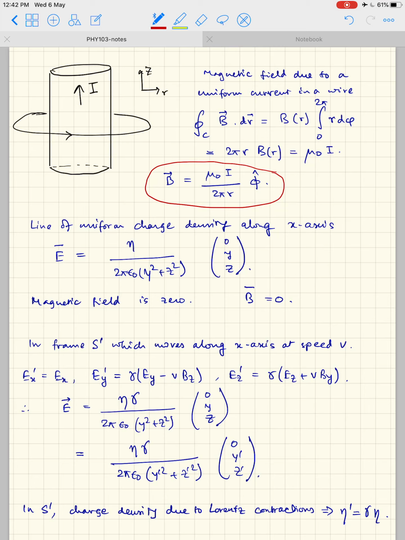Now we go on to a frame S prime which moves along the x-axis with the speed v. According to the transformations that we wrote down previously, the electric field E is now given by this expression here. And you see that the only change is that a factor of gamma has entered. The change is because the charge density will change due to the Lorentz contraction, and eta prime is just gamma eta. So there's not much happening there.